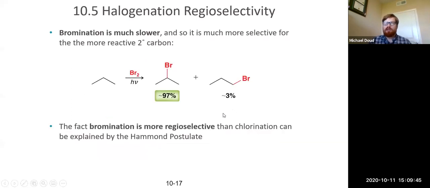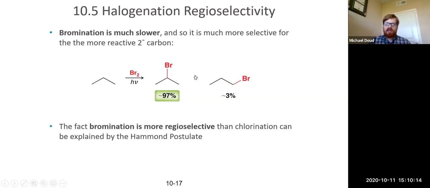Now, with bromine, on the other hand, when we brominate the same propane, we actually get a 97% selectivity for the secondary carbon. So this is what we call regioselectivity. This bromine is regioselective for the secondary carbon compared to the primary carbons here. And yeah, just 3% of that. So that's a really high percent yield. That's something that you can be kind of happy about when you're doing your organic chemistry.